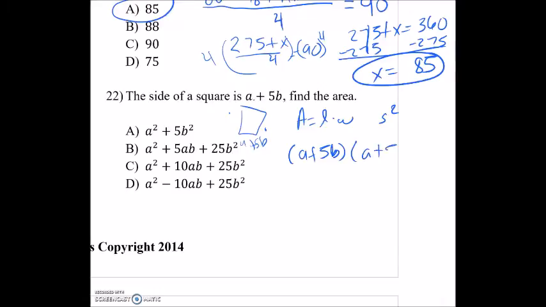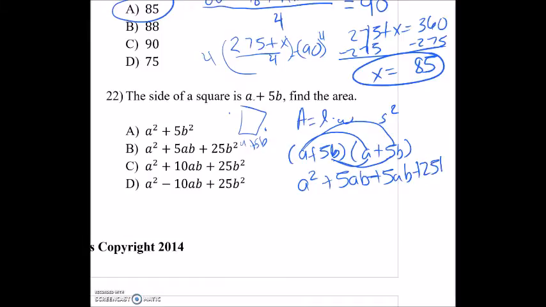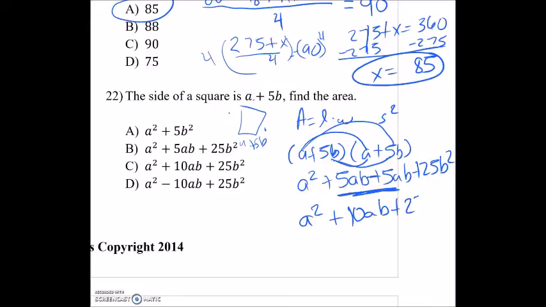times A plus 5B. We do A times A, which is A squared. A times 5B, 5AB. 5B times A, 5AB. 5B times 5B is 25B squared. These two here both have the same thing, so it's 5 plus 5, which is 10AB. Plus 25B squared. So my answer is C.